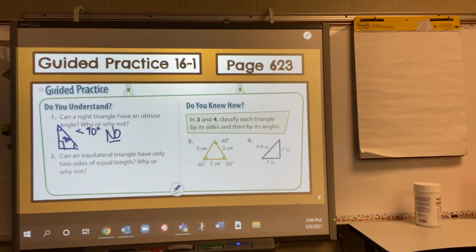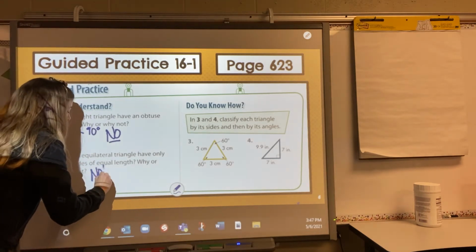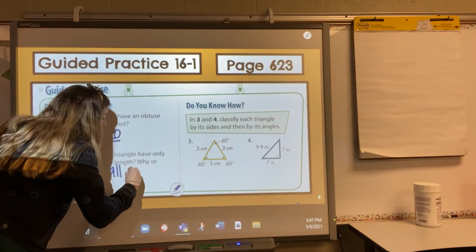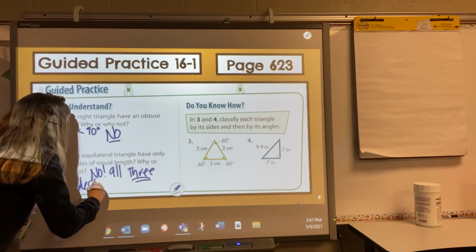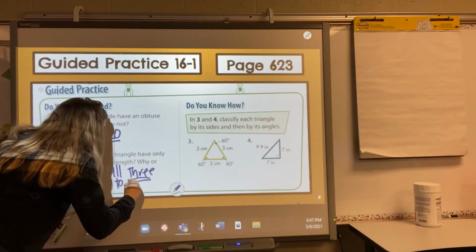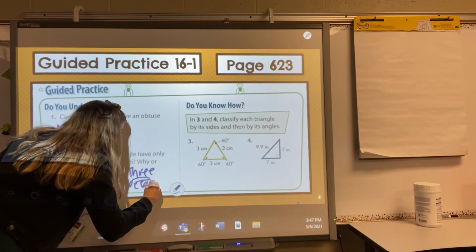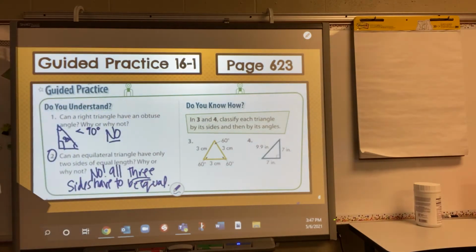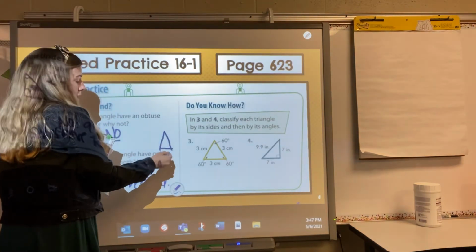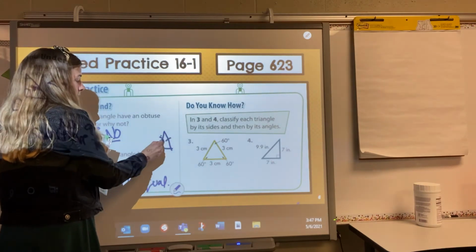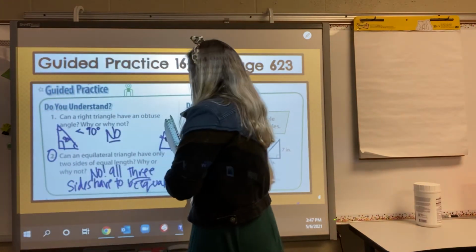Can an equilateral triangle have only 2 sides of equal length? Why or why not? I want you to think about that one, enter your answer, and then we'll go over it. Okay, no. All 3 sides have to be equal. Alrighty, because if I have an isosceles and these two are identical and this one's the shorter one, then that's not equilateral. Equilateral has to have all three, and that one only has two.